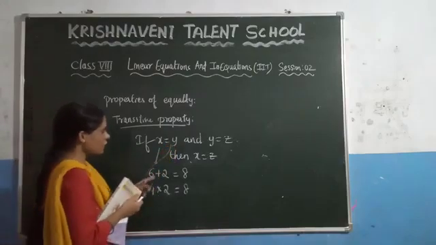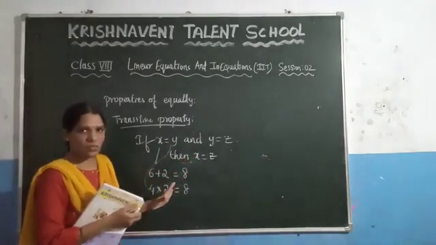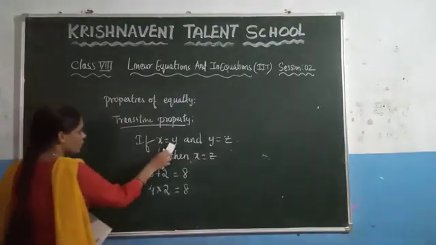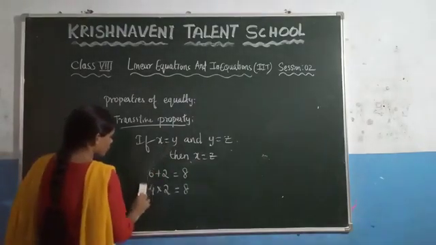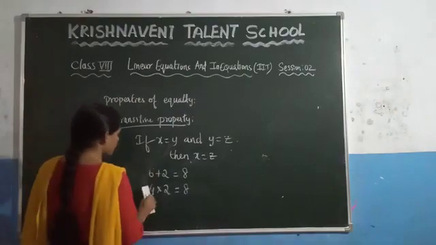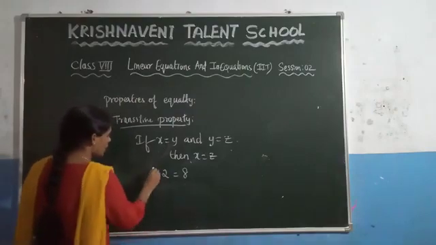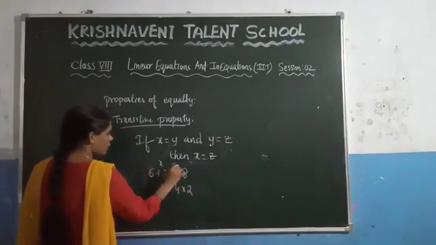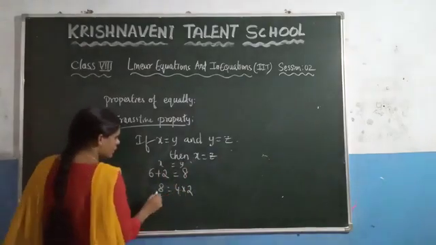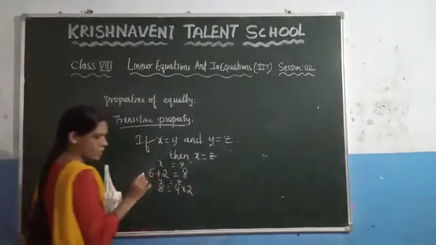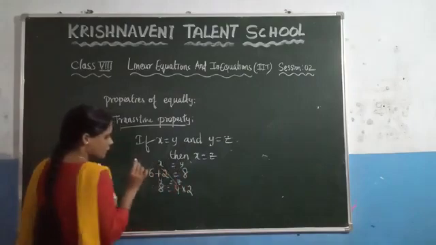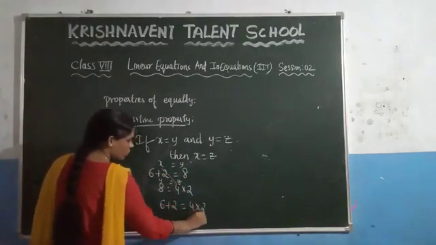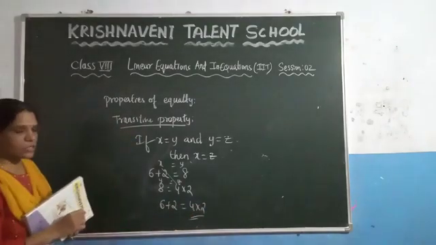After that, you know that if x is equal to y and y is equal to z, then we can equate x is equal to z. So based on this, you can observe that you can write 8 is equal to 4 into 2. You know that x is equal to y. And here, let us consider this value as z, and y is equal to z. So we can equate x is equal to z. From this we get 6 plus 2 is equal to 4 into 2. This property we call the transitive property.